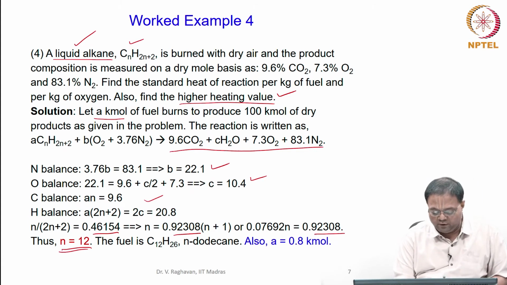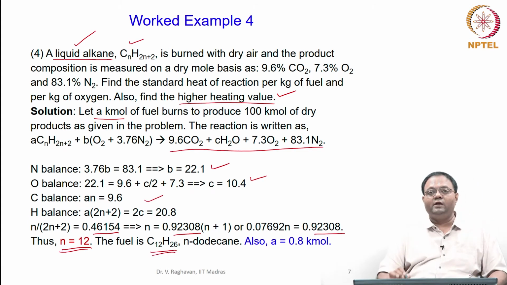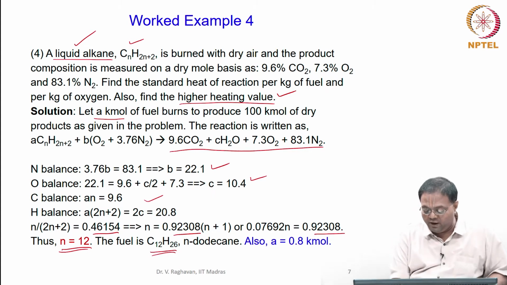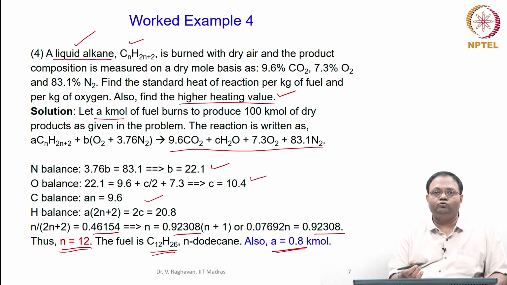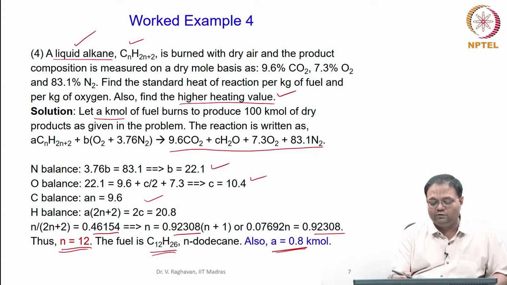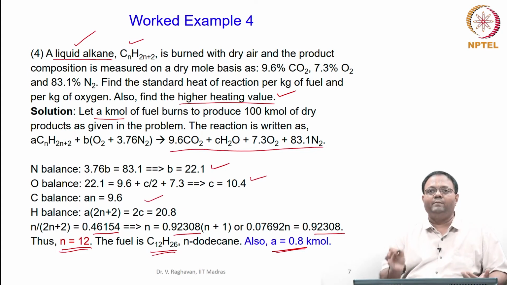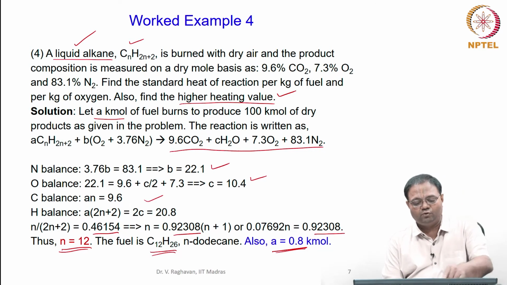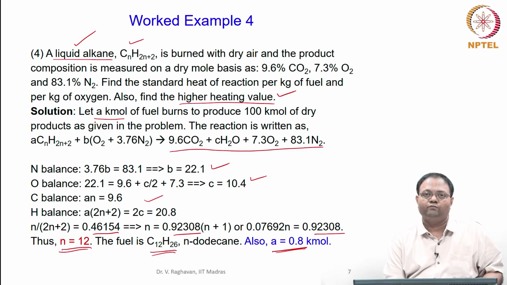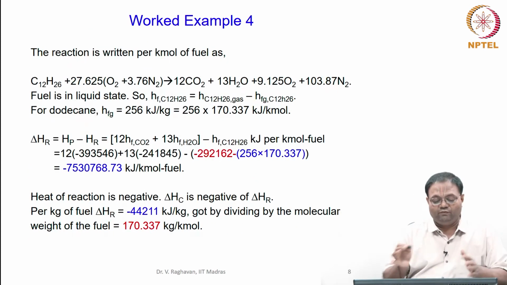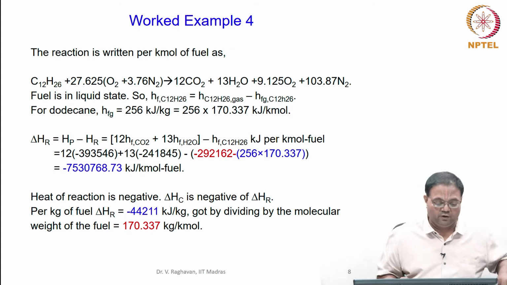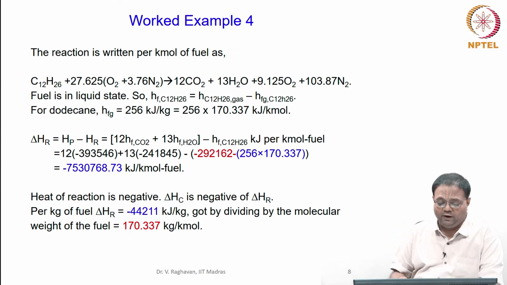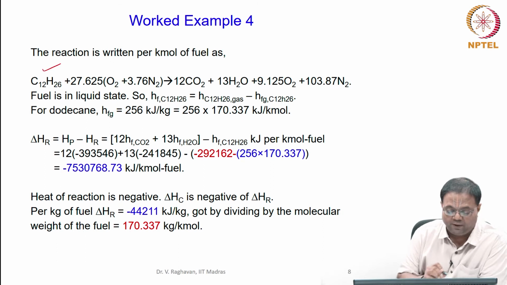Okay. So now the fuel is nothing but n-decane, and the value of A is 0.8. So 0.8 kilomoles you burn, you get this product combustion. But anyway, you can divide it and make it 1 kilomole of fuel. But the important thing is, by the dry basis analysis, since you know the C and H ratio here, we have got the fuel itself as n-decane, and we can refer to the tables and get the values, but it should be liquid. Okay. So dividing by 0.8 throughout, you get the equation per kilomole of fuel.